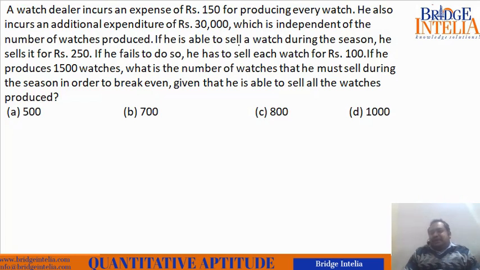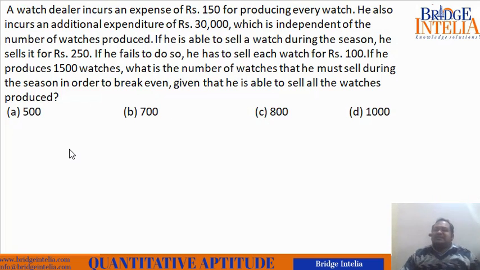So it's a pretty long question, but if you get to the crux of it, it is very interesting and very easy also. So I insist that first you give it a try on your own before looking at the solution. So let's understand what this question is trying to convey. So this basically is a setup of a watch factory. To produce each watch, the cost comes to rupees 150.